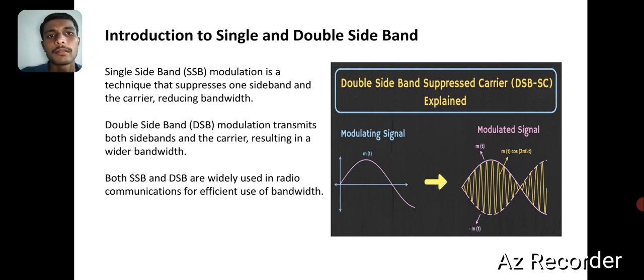In double sideband, both the sidebands are transmitted along with the carrier, resulting in wider bandwidth. Both SSB and DSB are widely used in radio communications for efficient use of bandwidth. Now we see the figure of double sideband suppressed carrier.